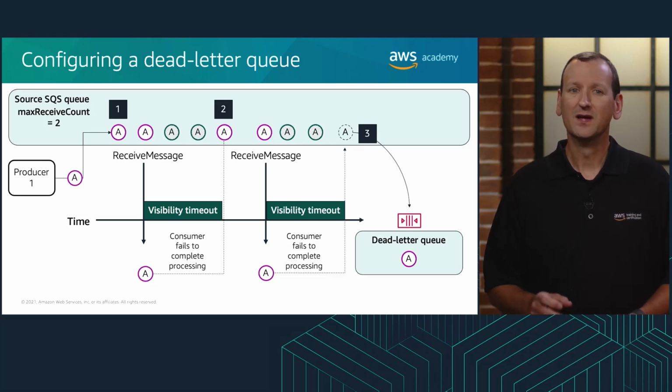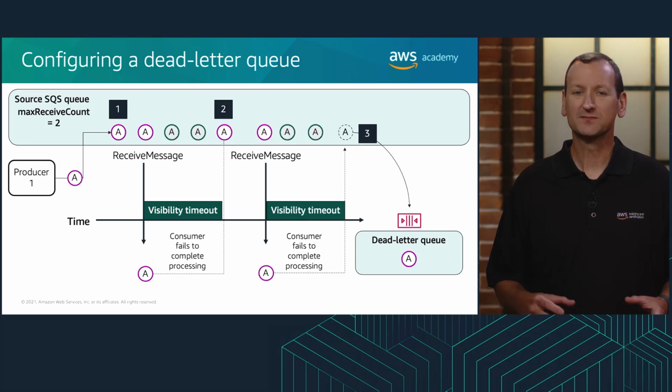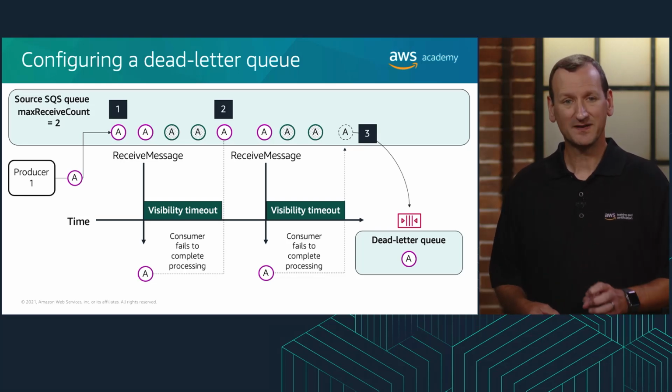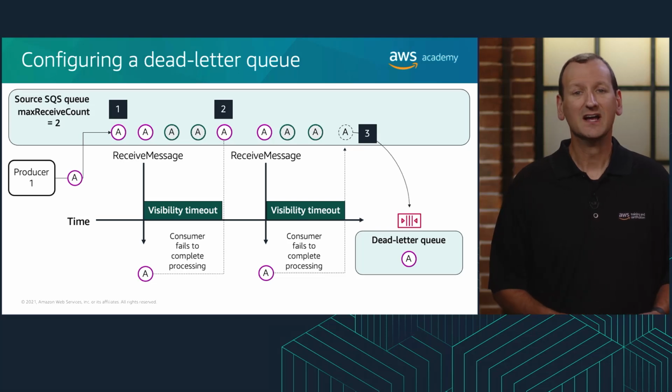Because of the policy, message A is moved to the dead letter queue after the second consumer fails to process the message. Rather than making the message visible to consumers for a third time, Amazon SQS moves message A to the dead letter queue, and the message is no longer available in the source queue.